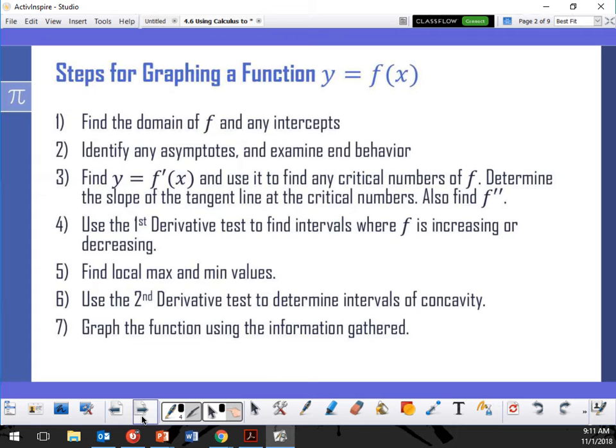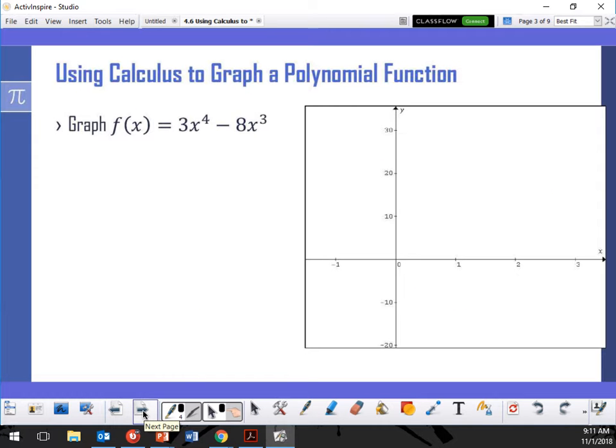So, what should I start with? Domain. What's the domain? All real numbers. Very good. So, all real numbers, we don't have any weird things like dividing by zero or square roots of non-real numbers, or anything crazy. All right, so end behavior.